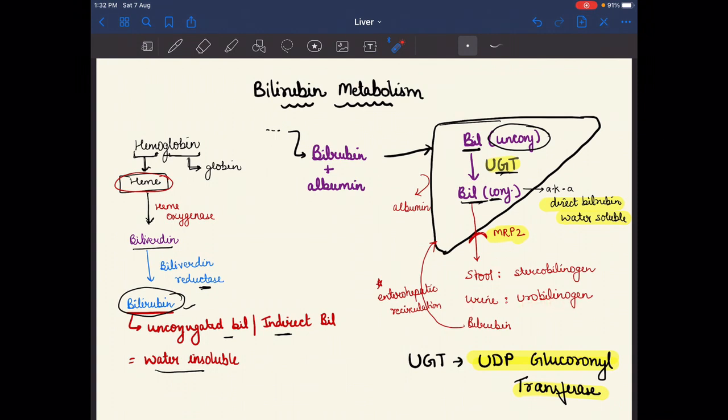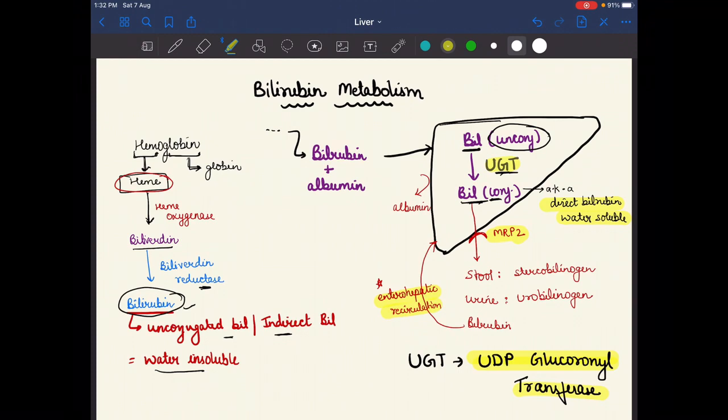Now some bilirubin goes back to the liver, that is known as enterohepatic, meaning again entry of the bilirubin into the liver, and recirculation is there. So enterohepatic recirculation is there. Now this is all about the bilirubin metabolism.